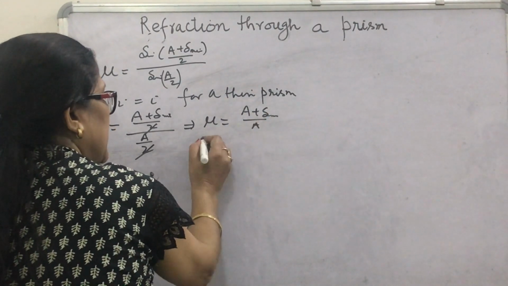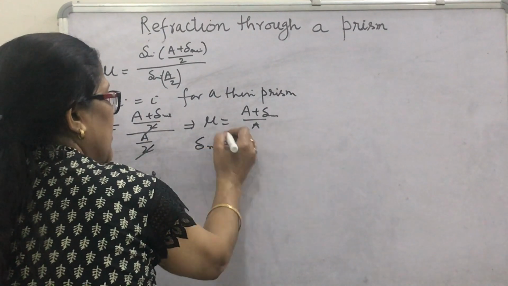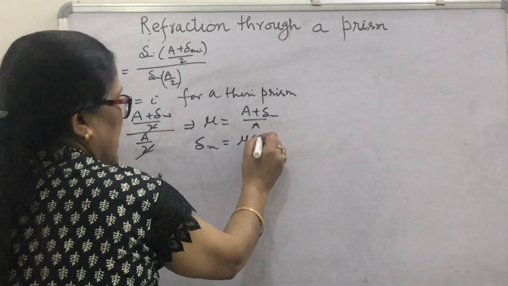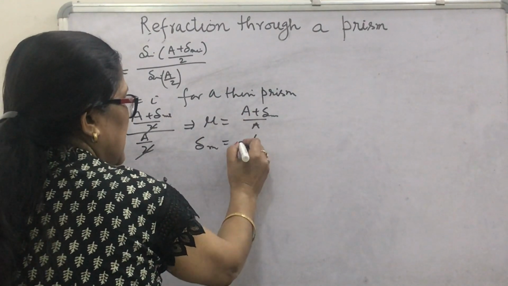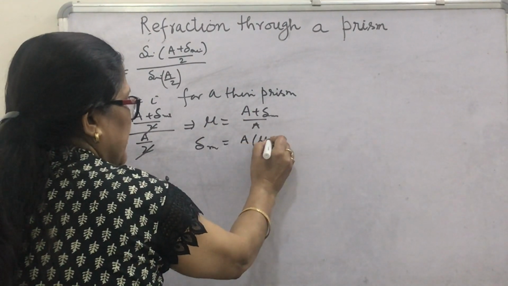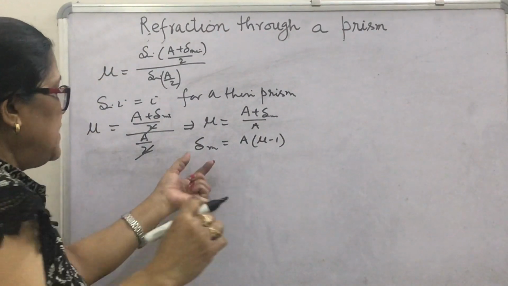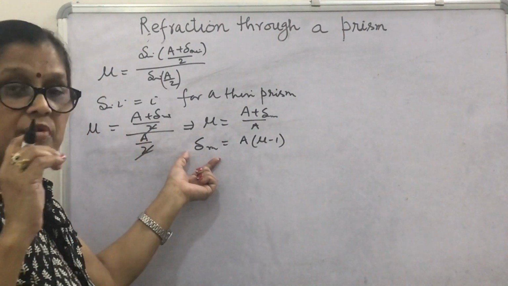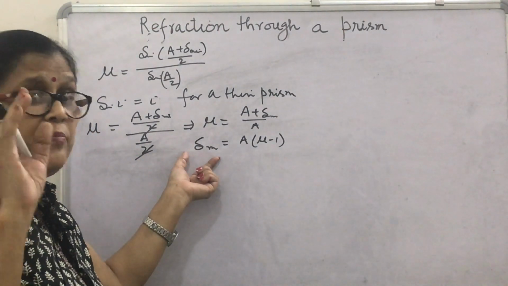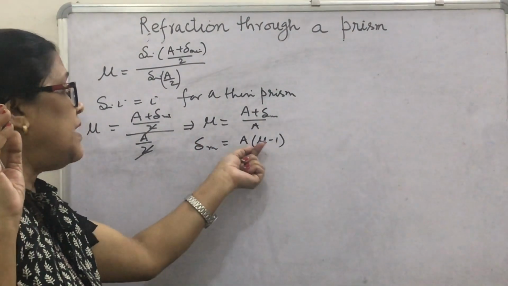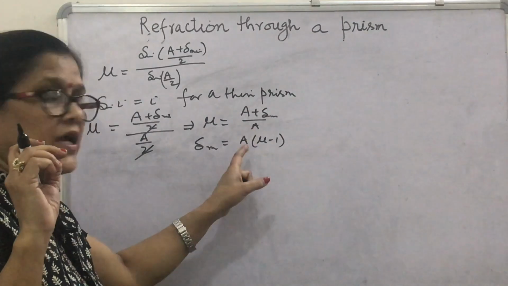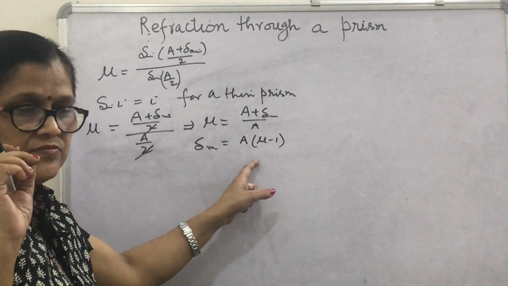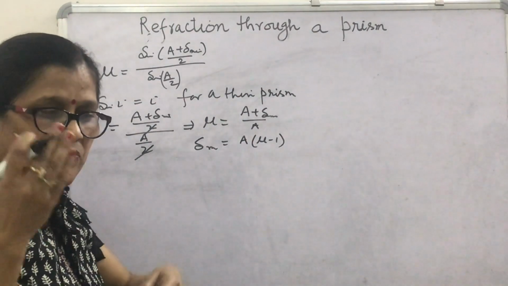You will get mu equal to A plus delta minimum upon A. So, what will be delta minimum? This will be mu A minus A. So, you will take A common, within bracket mu minus 1. We have seen that the angle of minimum deviation for a thin prism depends only on the angle of prism and the refractive index of its material, not on the angle of incidence.